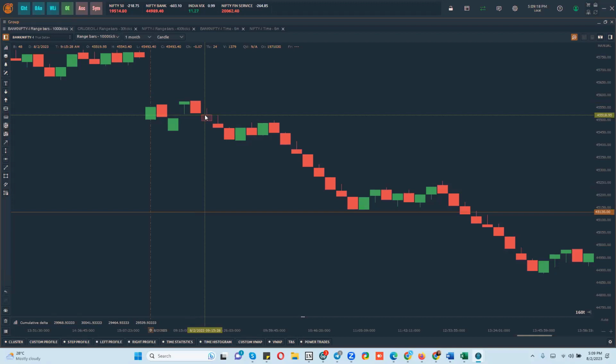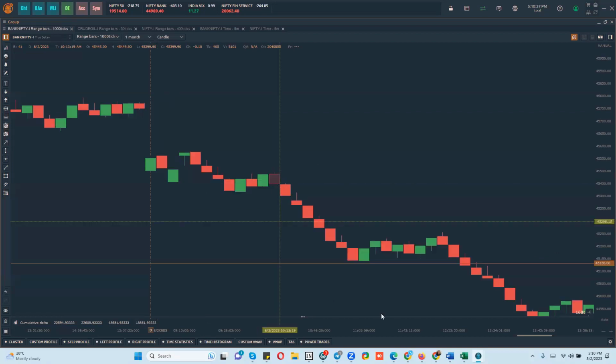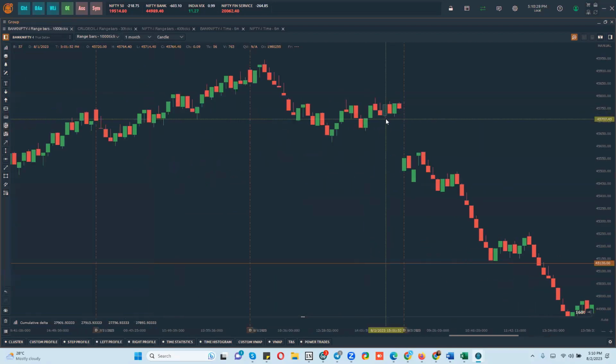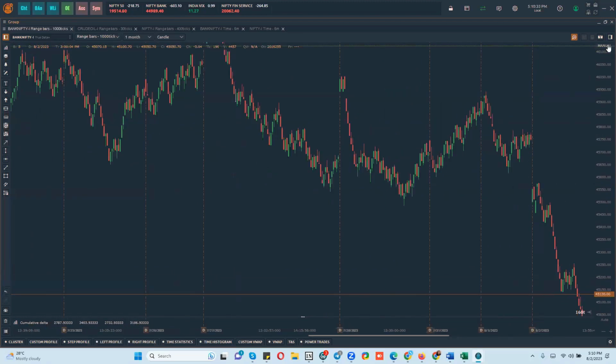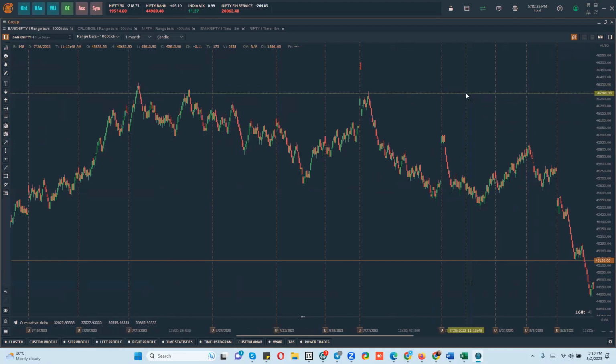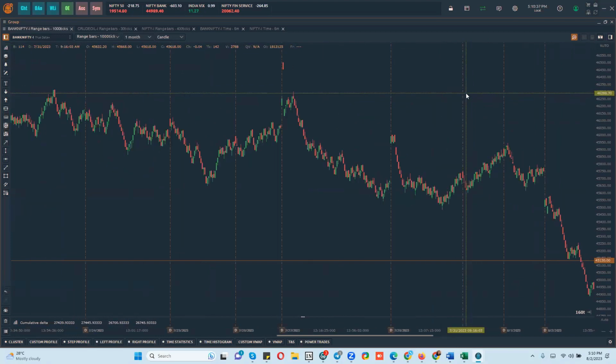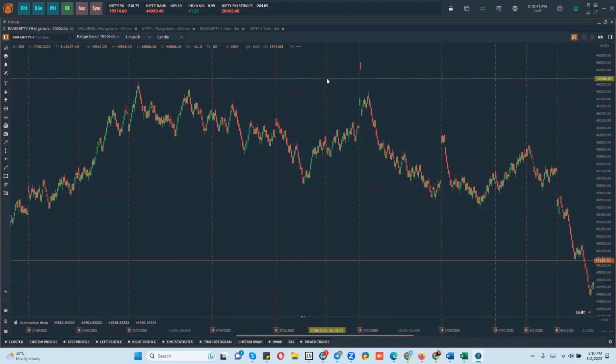If it is a green candle, the high and the close will be the same. If it is a red candle, the low and the close will be the same. So here you will see, now if I unzoom this chart like this, what you see here is I have a day break for every day. These are day breaks, right?